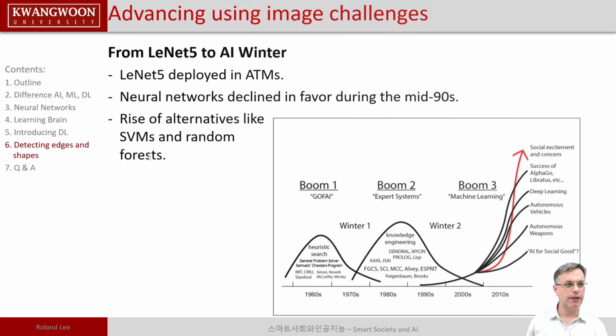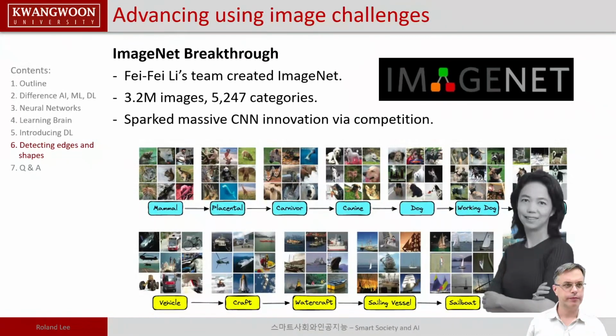Okay, let's see. The next one is the ImageNet breakthrough. So in 2006, the effort by Fei-Fei Li was seen, then a computer science professor at the University of Illinois Urbana-Champaign, to provide more real-world data sets to better test algorithms.